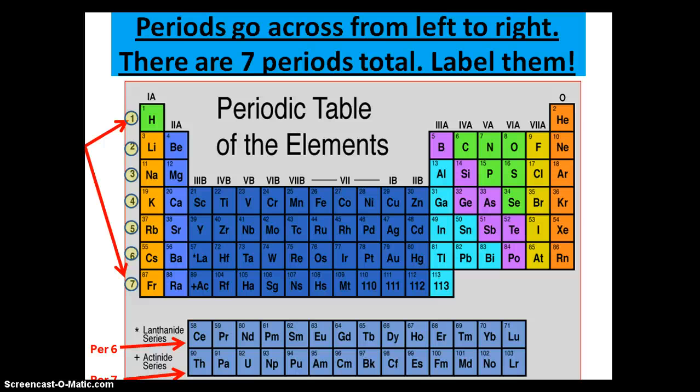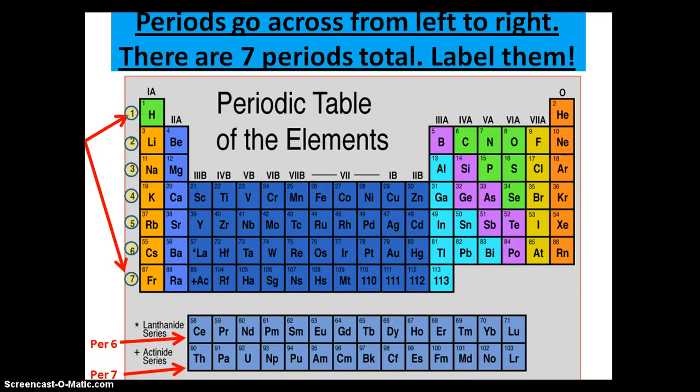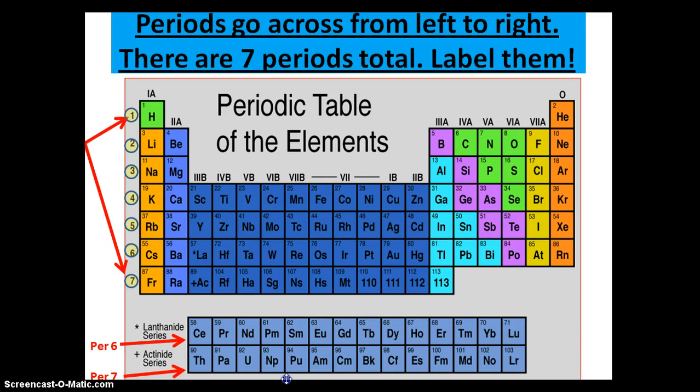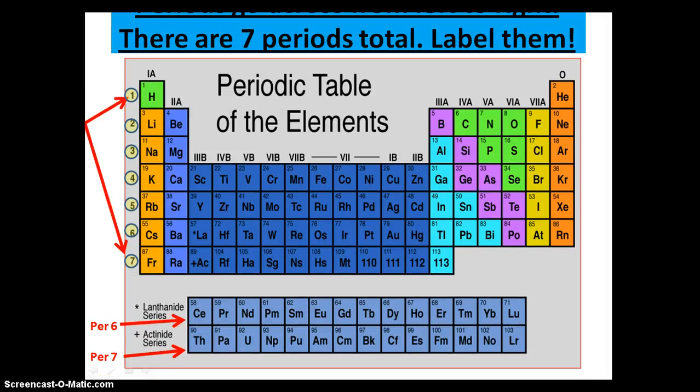Now take a look at the periodic table you colored. There should actually be 3 colors only, not so many as you see here. Okay. Your periods go across from left to right, and there are 7 periods total. You'll want to label them.